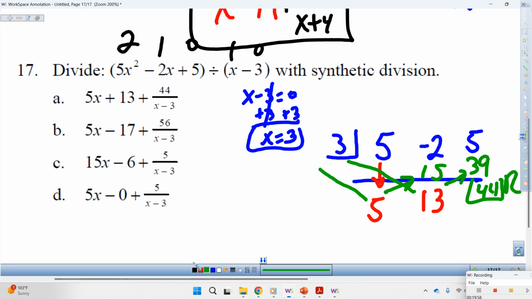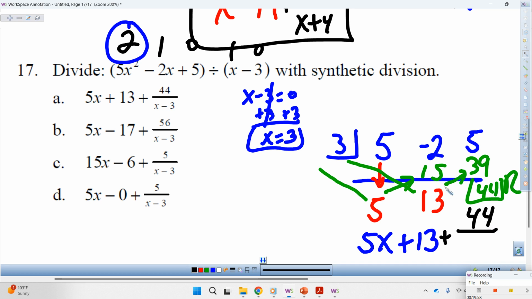So, question: what was the highest degree that we started with? 2. Which means this one cannot be a second degree. This is just 5x plus 13. What is our remainder? Look up. 44 over, in our original, x minus 3. Answer 8.